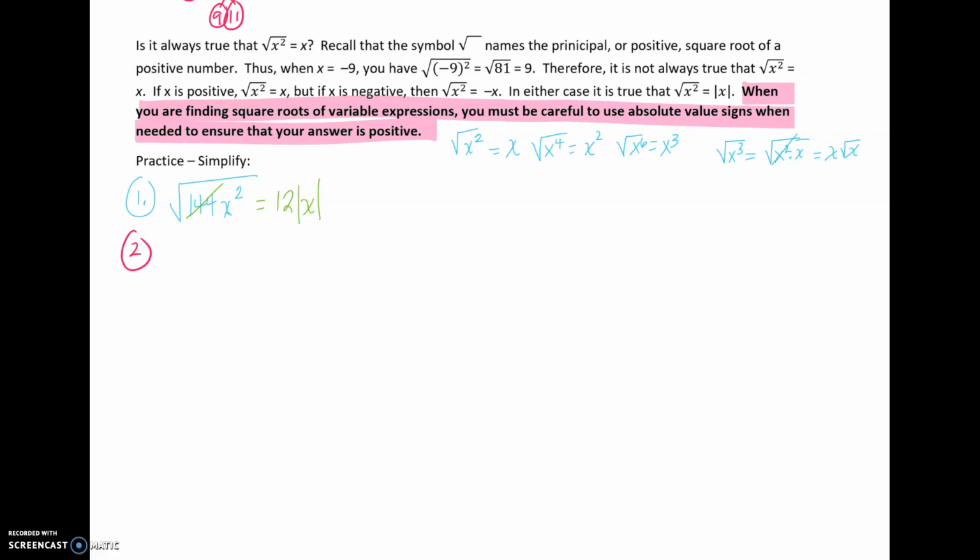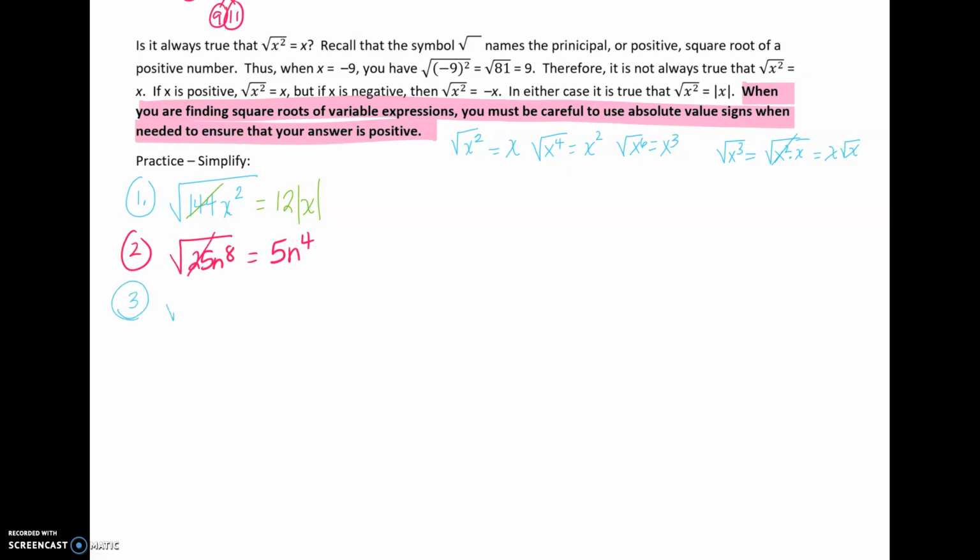So let's look at some more. Number 2: the square root of 25 n to the 8th. 25 is a perfect square, it's 5. n to the 8th is a perfect square because I can cut it in half. It becomes n to the 4th. That is an even exponent. I do not need to have absolute value symbols around it.